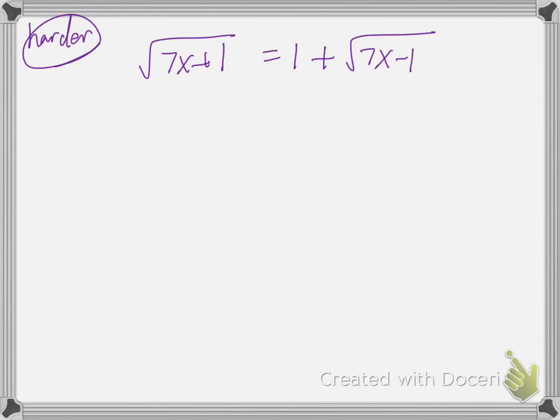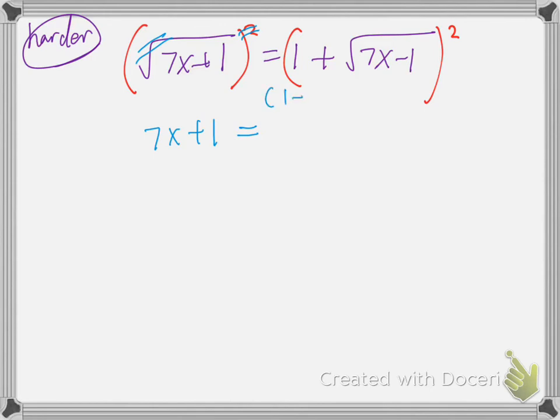First we square both sides to cancel the radical sign on the left. We cancel this radical sign by taking the second power. So we get 7x plus 1 is equal to the square of the right hand side. You have to use the FOIL method again.